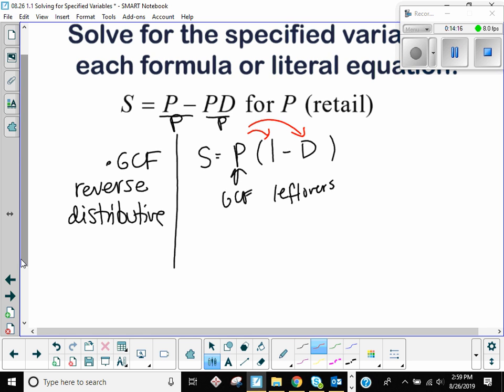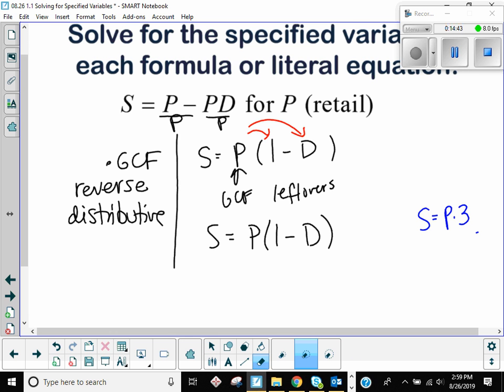Okay. So here's where we are. We have S equals P times 1 minus D. So I need to get P all by itself. Right now it's times something. What's that thing that is being multiplied by? Or I should say, let's make it simpler, a simpler example. If I had just this, P times 3, instead of P times 1 minus D, and I said, solve for P, what would you do? Divide by 3, right? You would divide by 3.